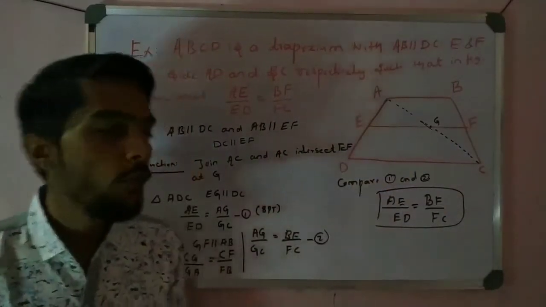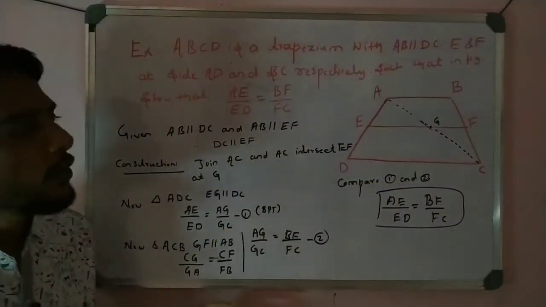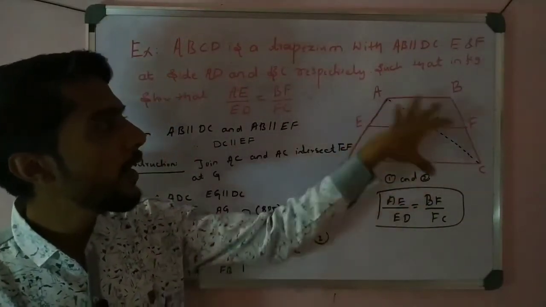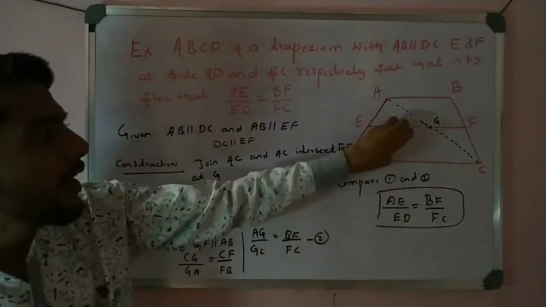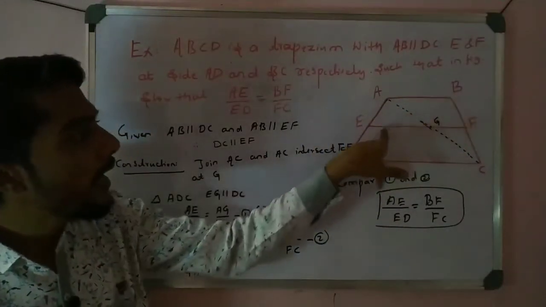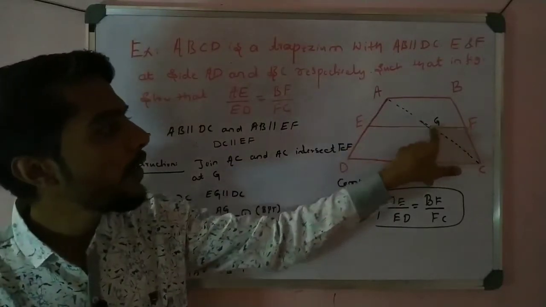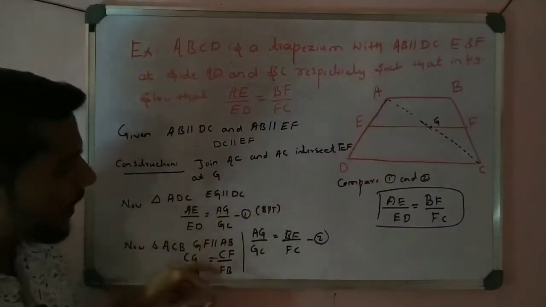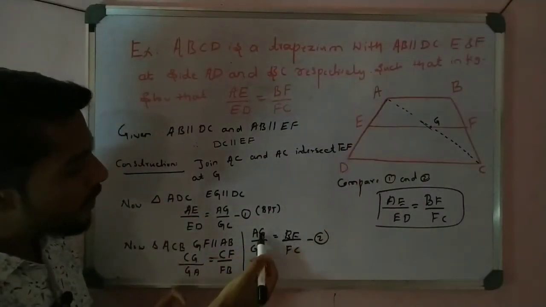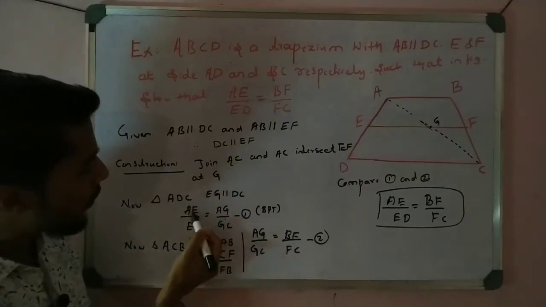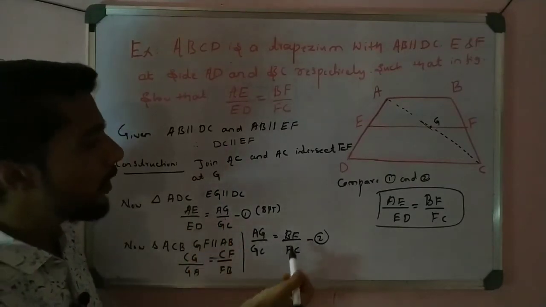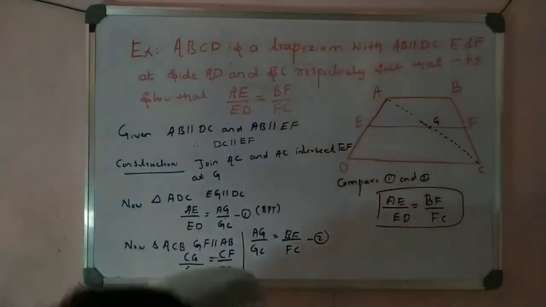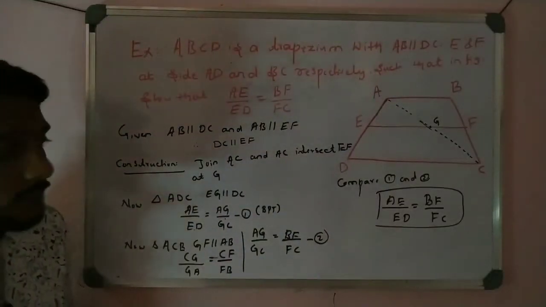So this is the proof of the first theorem, and here we use the BPT theorem. We take a construction here and by using the BPT theorem we compare equation 1 and equation 2. Two triangles are formed, one with EG parallel, one with GF parallel. Using the BPT theorem we write their proportional sides, and the second equation we make reciprocal. So AE by ED is equal to BF by FC. This is a simple proof of the theorem. I hope you understand this one. Please write it down in your notebook.